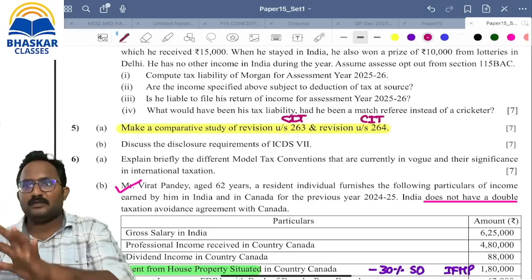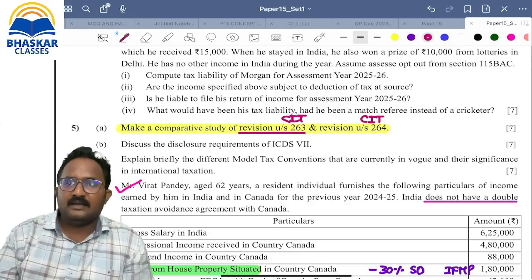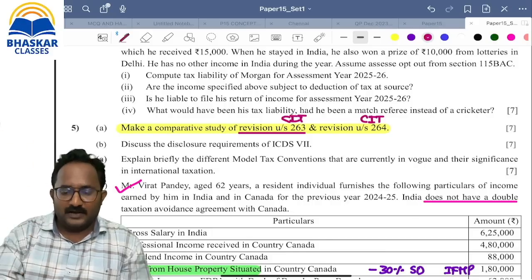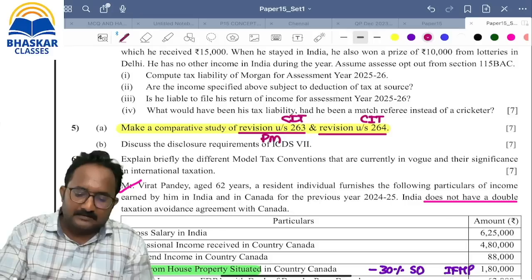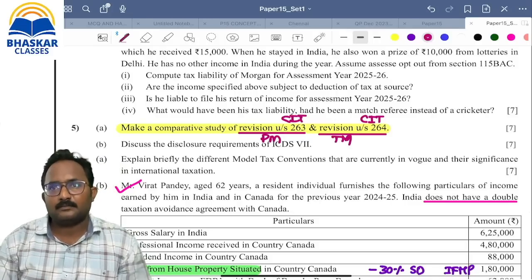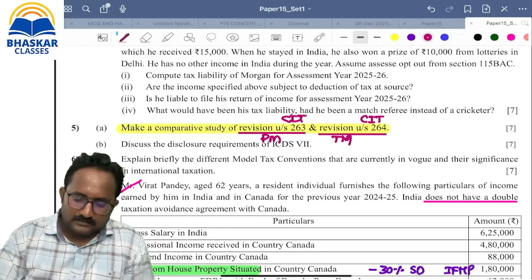But finally you can write one thing. If any order is revised under section 263, the assessee can make an appeal before whom? ITAT. If any order is revised under 264, that cannot be appealed. Also you can write that 263 is a partial measure, 264 is a total measure. Yes, you can attempt that question also in a normal manner.